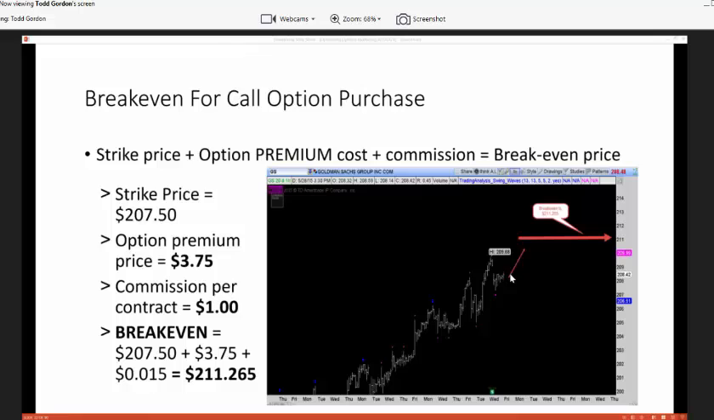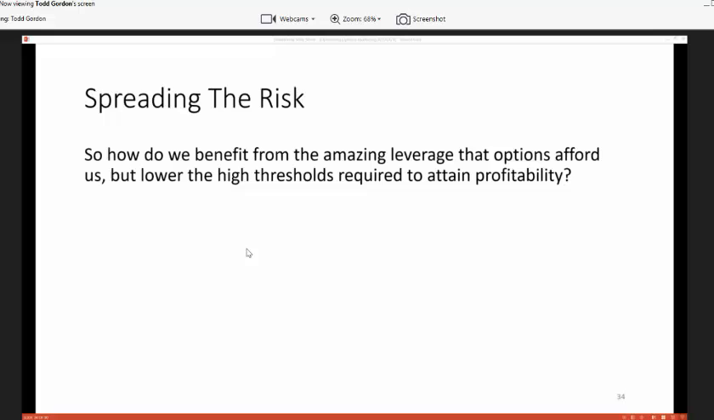If you buy the call, it's at 208.50, you buy the 207, you've got to overcome the premium that you paid, which is $3.75. So you don't make money until this thing gets above 211. That's a big move, right? It seems cool to buy option contracts, but you have a big hurdle to overcome at expiration to be profitable. So you've got to spread the risk out.